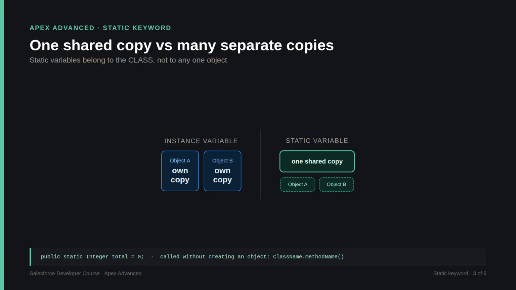Static is one of the most misunderstood keywords for beginners. So let's go slow. Normally, every object you create from a class gets its own separate copy of its variables. But if you mark a variable as static, all objects of that class share that one single copy. Same with methods. A static method belongs to the class itself, so you can call it without even creating an object, just by writing classname.methodname.